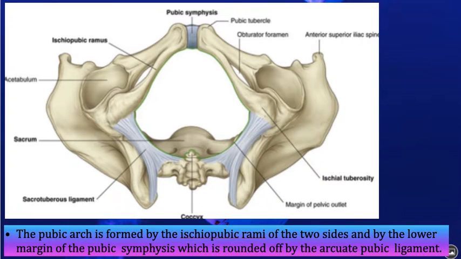Now, the pubic arch, this one, is formed by the ischiopubic rami of the two sides and by the lower margin of the pubic symphysis, which is rounded off by the arcuate pubic ligament.